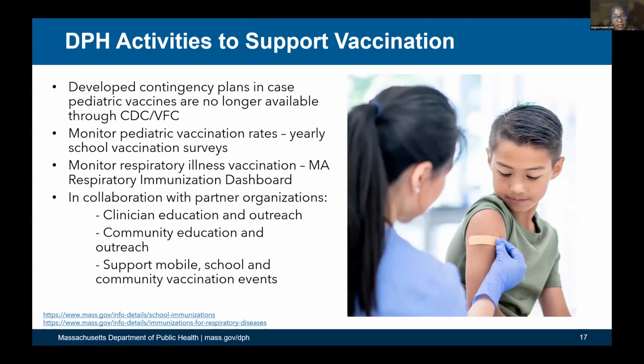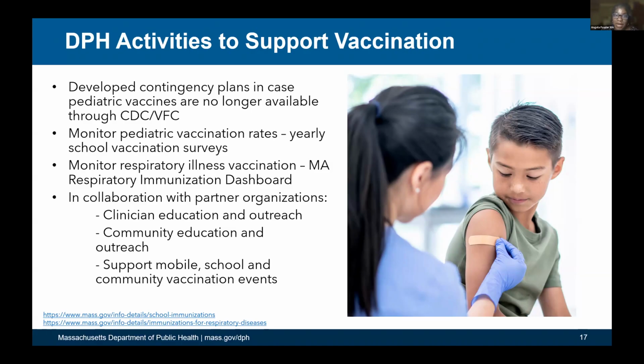Other activities that we do to support vaccination: we have developed contingency plans. The pediatric vaccines in Massachusetts are provided by the state, and those state vaccines are partially funded through the CDC. If that funding goes away, we've developed contingency plans to maintain access to those vaccines in Massachusetts. We monitor pediatric vaccination rates through our annual school survey, and I'm happy to say that our routine pediatric vaccination rates are quite high, and they've remained quite high.